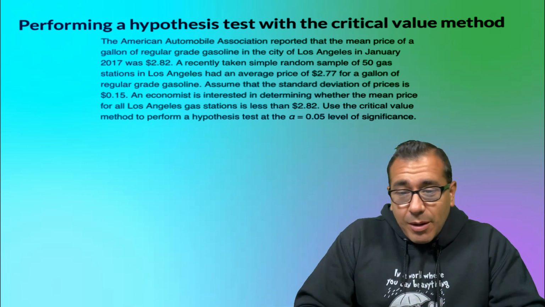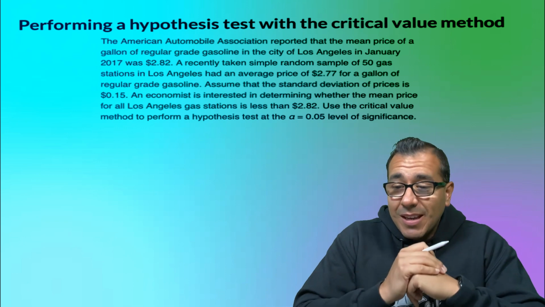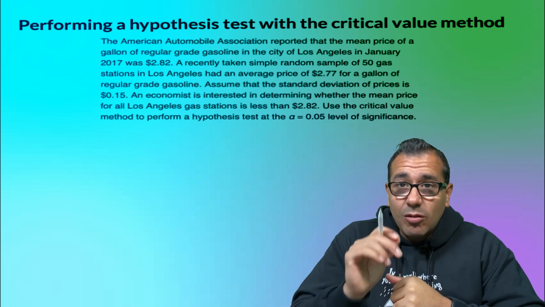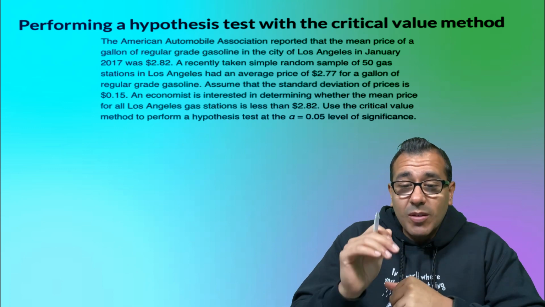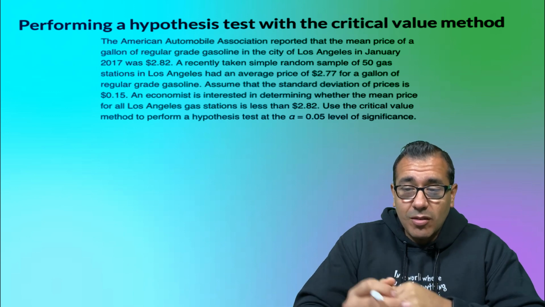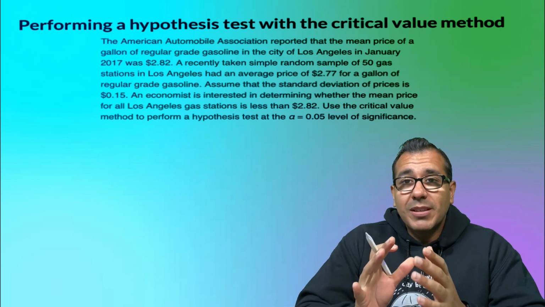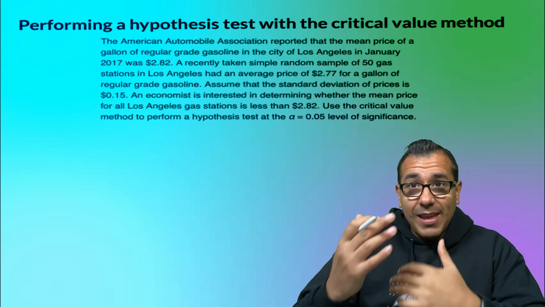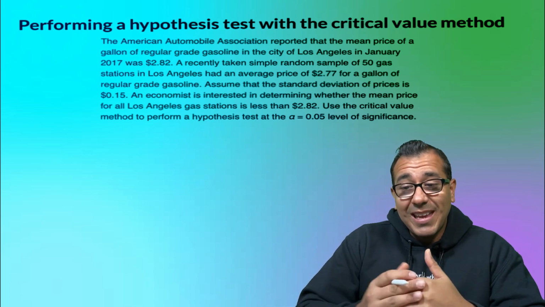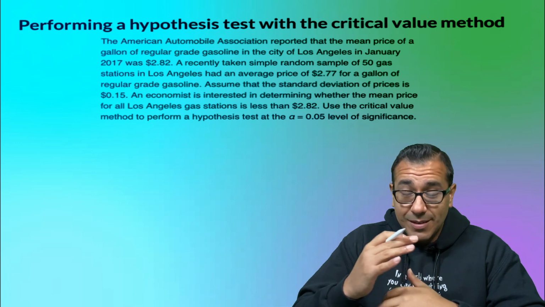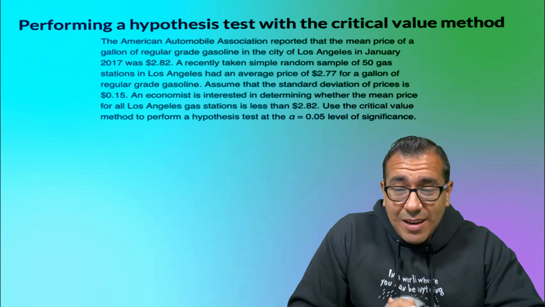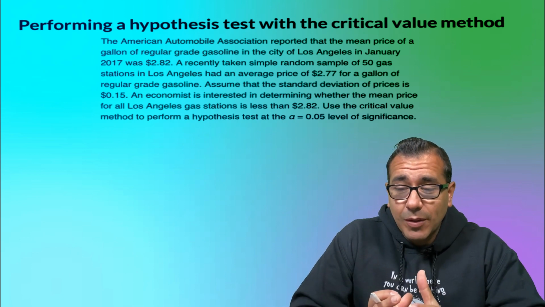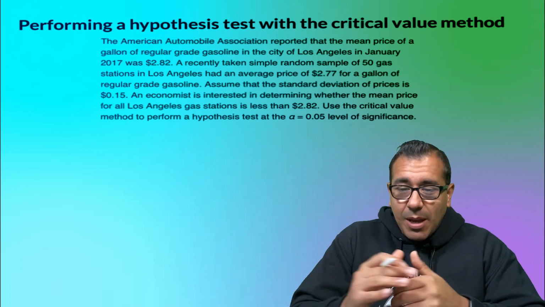So let's look at this problem and set up the scene. The American Automobile Association reported that the mean price of a gallon of regular grade gasoline in LA in January 2017 was $2.82. So that was the mean. Then they take a simple random sample of 50 gas stations in LA, and they found that the average price was $2.77 from this sample, with the same grade of gasoline.